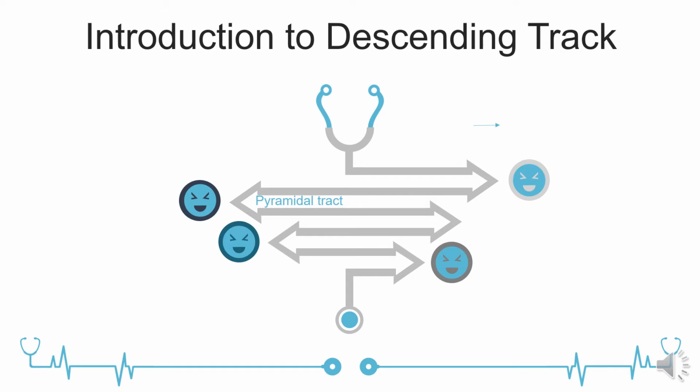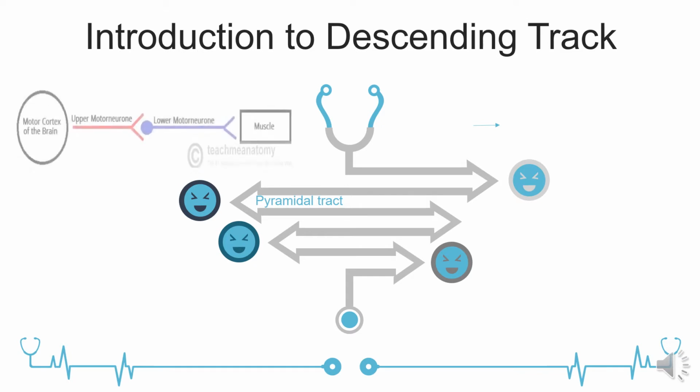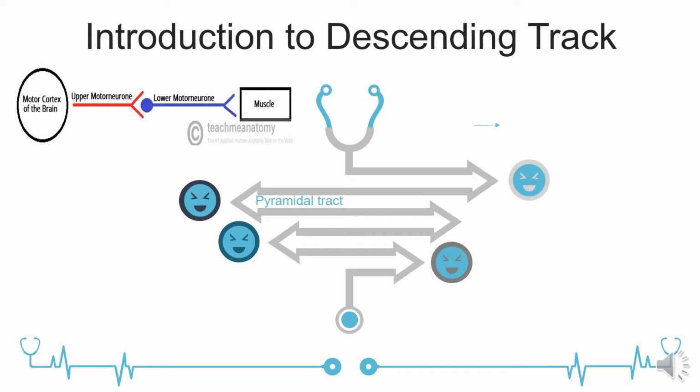So, first we're going to look into the introduction to the descending tract. We have our CNS, central nervous system. The central nervous system has this descending tract, which is the pathway by which the motor signals are sent from the brain to the lower motor neurons. The lower motor neurons directly innervate muscle to produce movement.